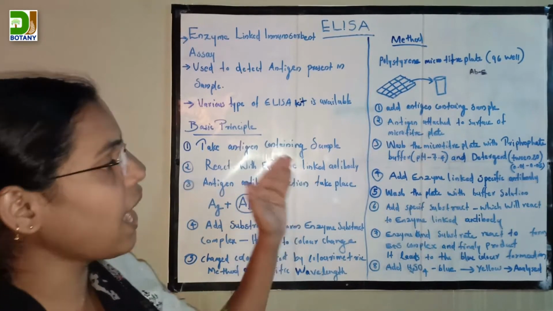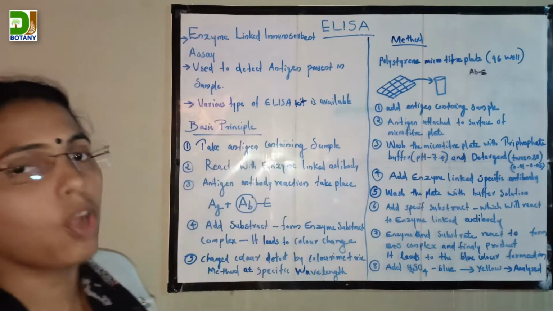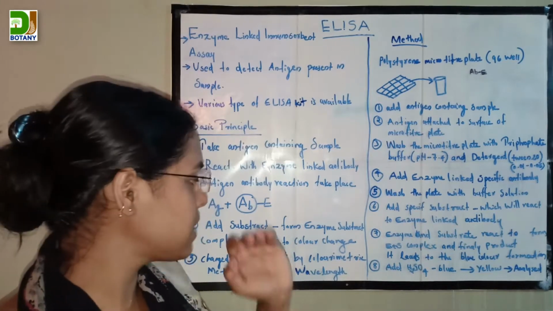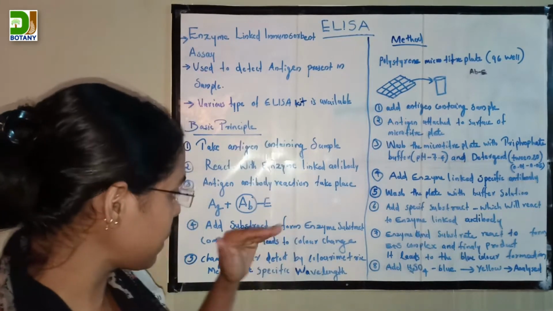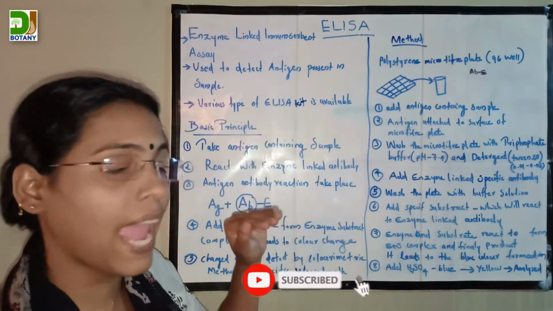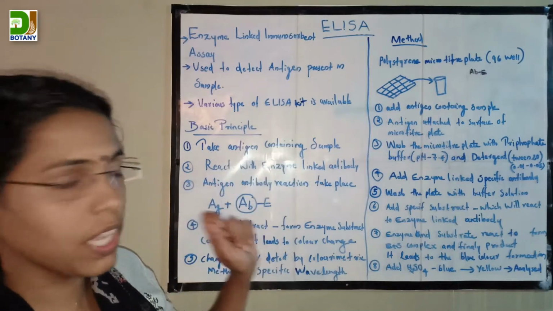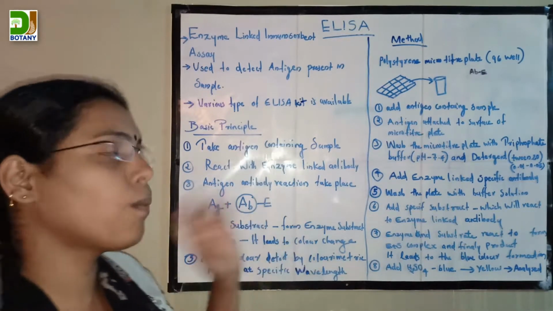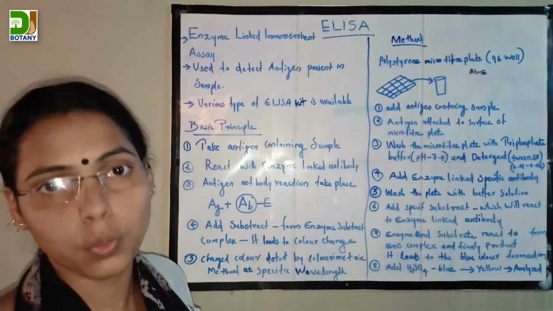Then, after the antigen-antibody complex is formed, we add a specific substrate to this complex. The substrate reacts with the enzyme, that means the enzyme that is linked with the antibody. So the enzyme reacts with the added substrate and forms an enzyme-substrate complex. Finally, it is converted to a product.